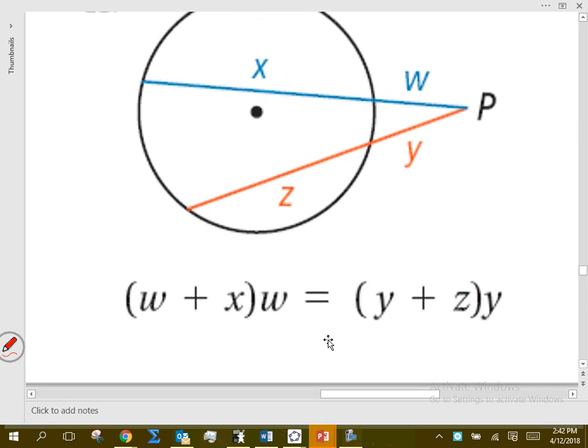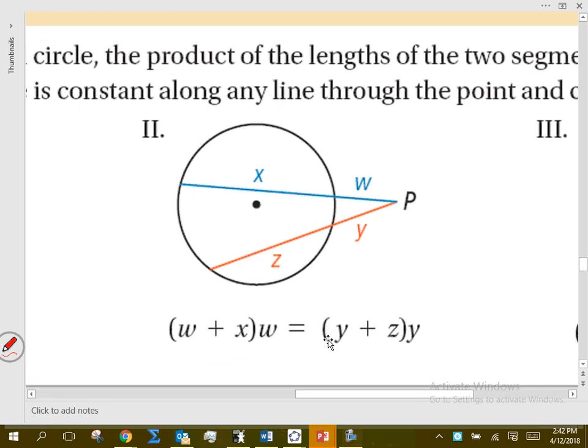Now, the way you're going to see me write this, or maybe not write it, but say it, if I look at W plus X, that is the entire secant, isn't it? And W, is that the outside part or the external part? You might hear me say external. Is Y plus Z the other entire secant? And is Y the outside part of that? So when I see that picture there, I'll say entire secant times outside part equals entire secant times outside part.